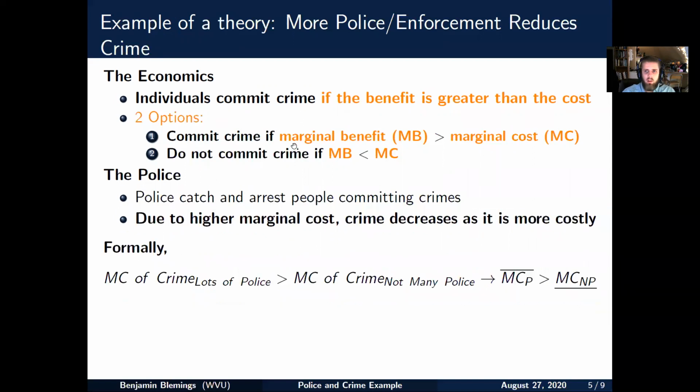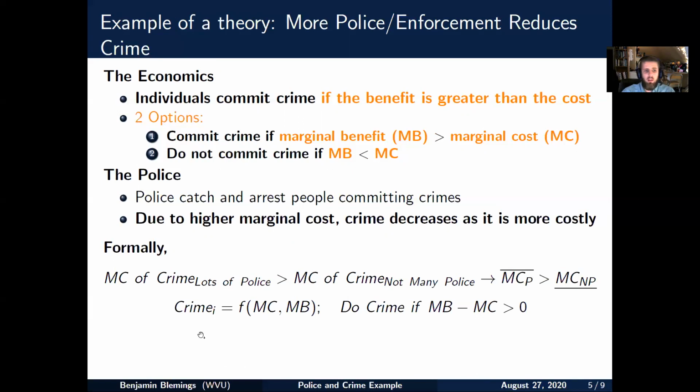to get caught. We're going to need to be mathematically formal and precise in this class. I'm not the most formal, so the marginal cost of crime, if you have lots of police, is greater than the marginal cost of crime if you don't have that many police. We need a more compact notation than this. So marginal cost of a lot of police is greater than the marginal cost of not that many police. It's just putting what I said in words into an equation.